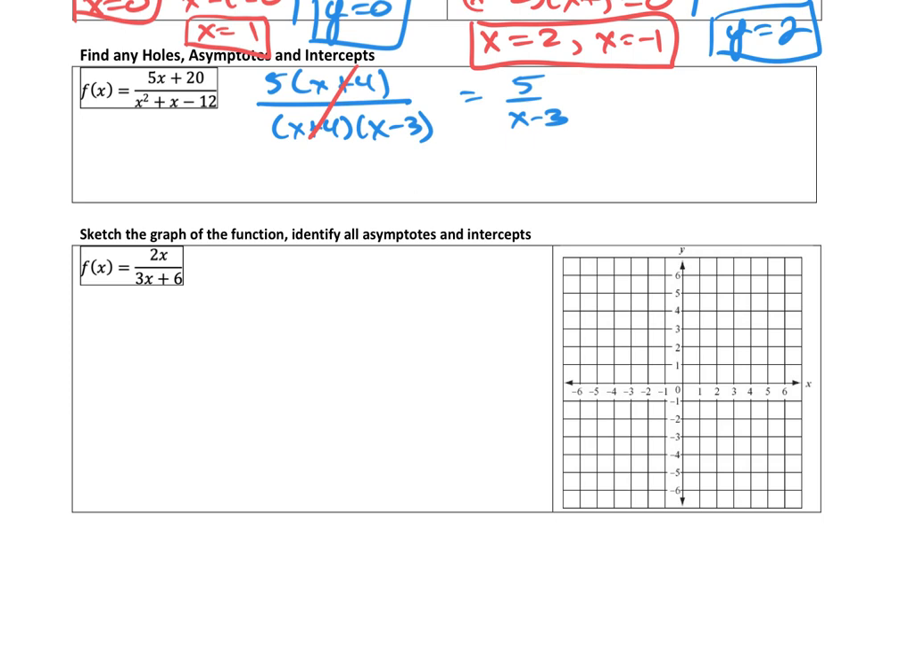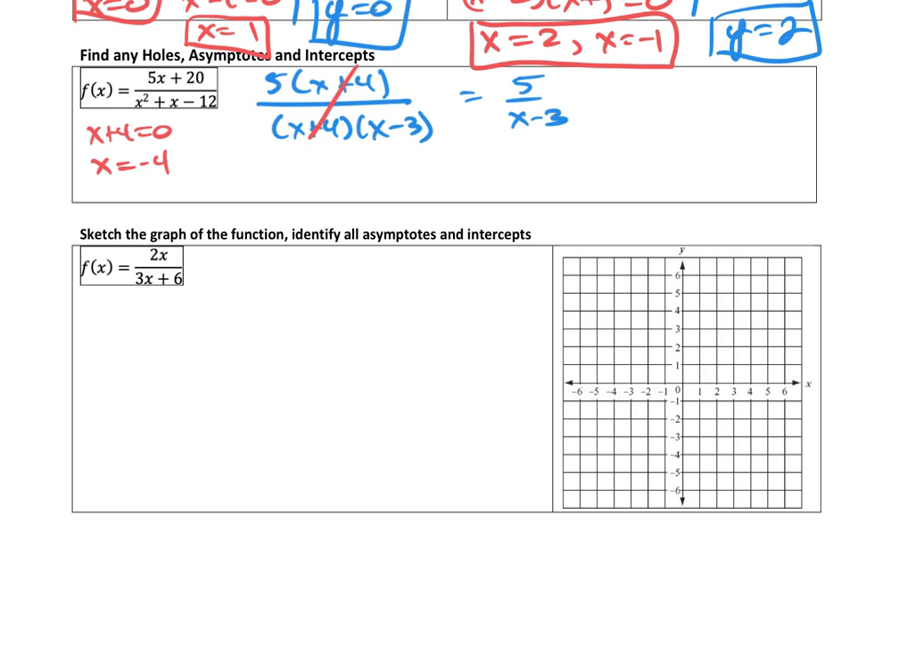And that's the expression we'll use to find all of our features, our asymptotes and our intercepts. I'm going to go ahead and find my hole, though. I know that because x plus 4 is a factor, I'm going to have a hole at negative 4.